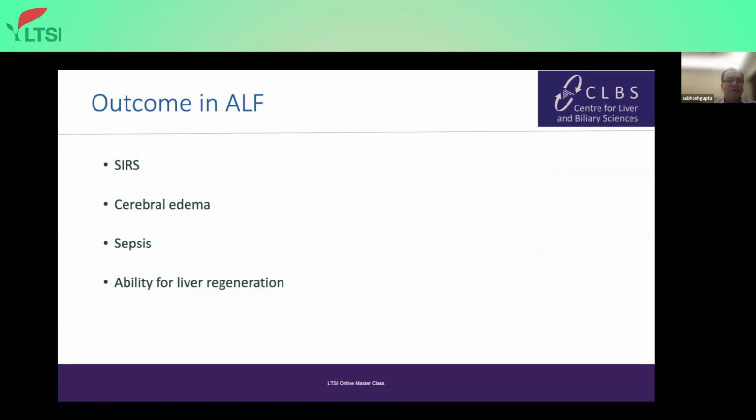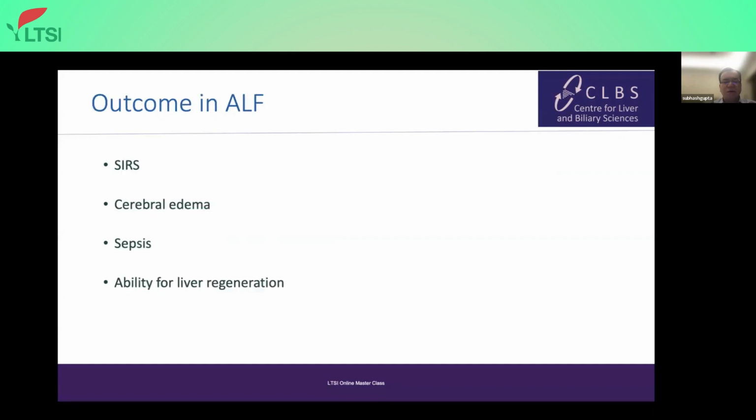So the outcome in ALF is determined by four things. One is the acute phase where you have inflammatory response syndrome. Once that settles down, then cerebral edema. And in the end, some patients who are actually recovering from liver failure end up with secondary sepsis. And of course, in the background of all this, what is the ability of the liver to regenerate?